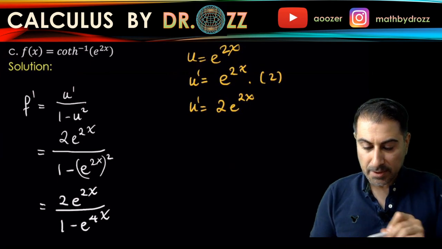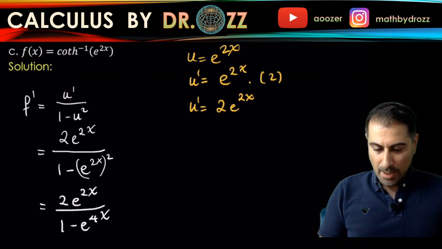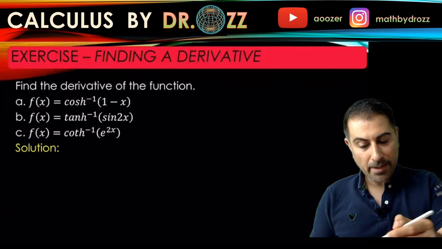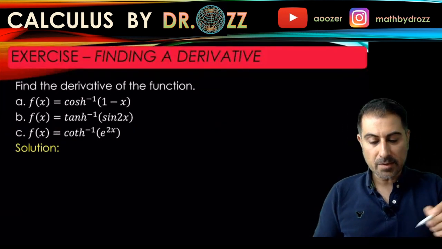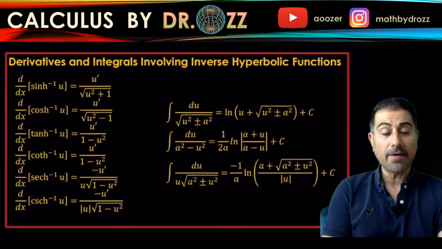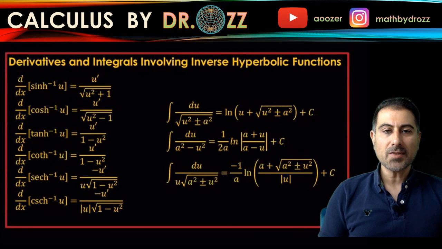I think we're done with all pieces here, A, B, and C. Again, what we used here is the table for the derivatives and integrals involving inverse hyperbolic functions. So that's all it is.